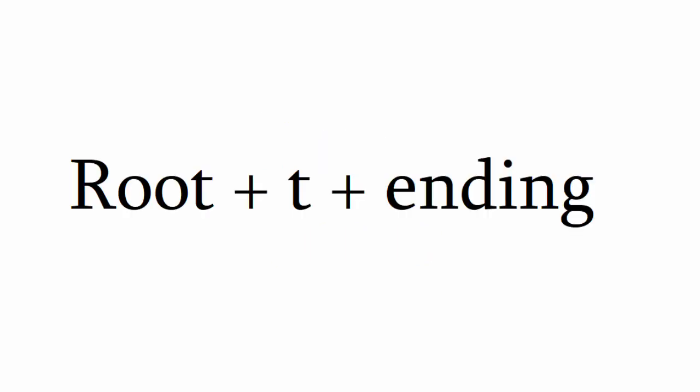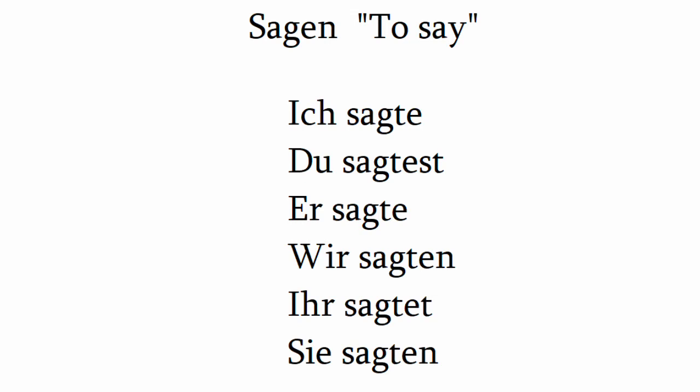For strong verbs, this is relatively simple. All you do is put a T after the root verb and then add the verb ending. One minor difference is that the first person singular and the third person singular are typically the same when it comes to past tense. So for example, sagen means to say, and its conjugation in the past tense is ich sagte, du sagtest, er sagte, wir sagten, ihr sagtet, und sie sagten.